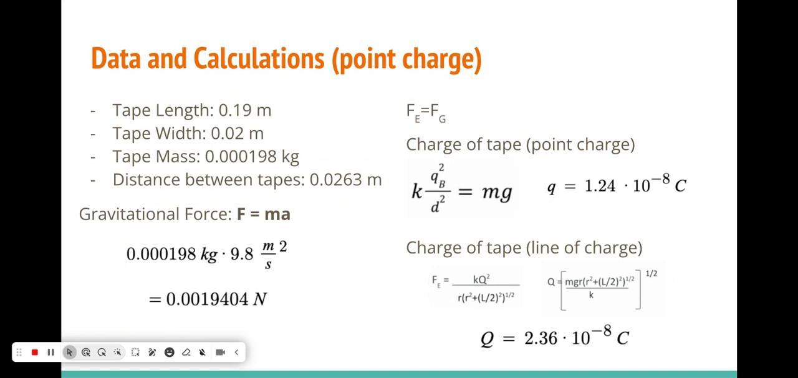So these are our data and calculations. We have the calculations from the previous lab determining the gravitational force as well as the charge of the tape represented as a point charge. But now additionally, we have the charge of the tape represented as a line charge. And this was found by using the line of charge formula and solving for Q, which is our unknown. And then we solve for Q there to be 2.36 times 10 to the negative 8 coulombs.